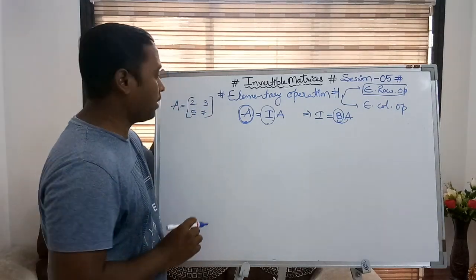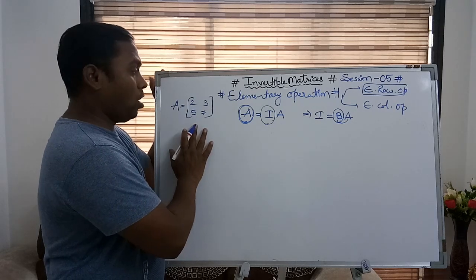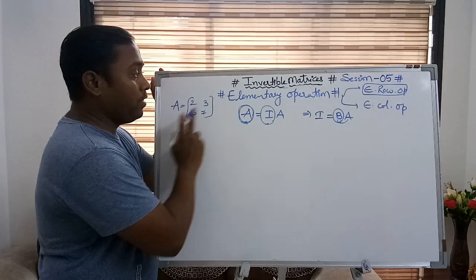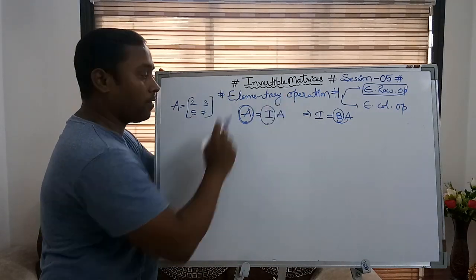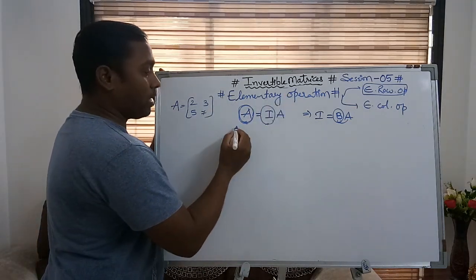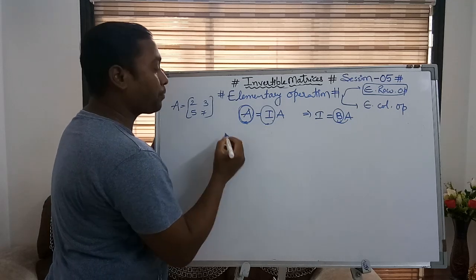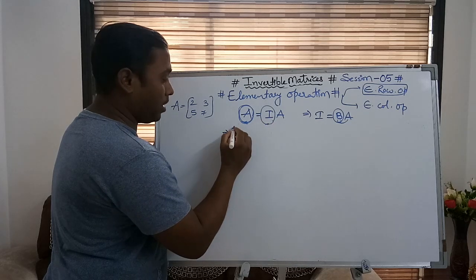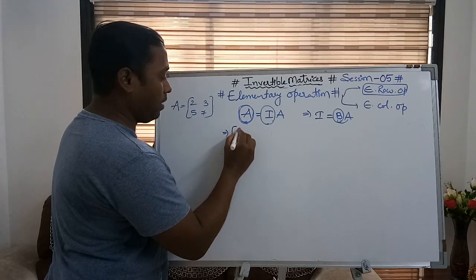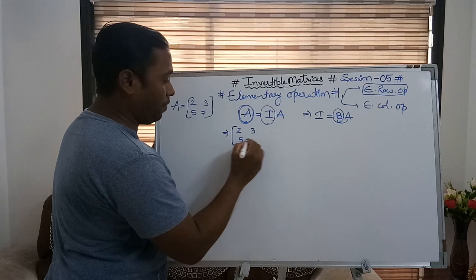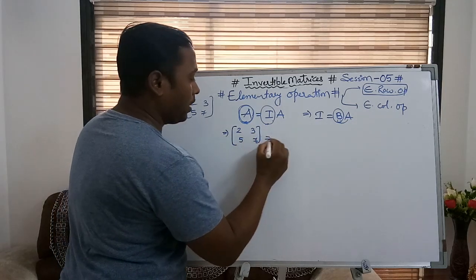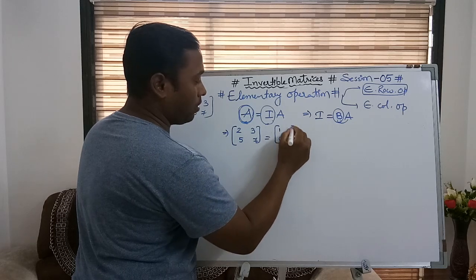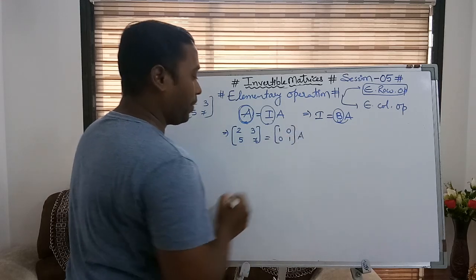Now just try to understand. So this is a matrix, and we are going to find the inverse of this matrix with the help of the elementary operation method. First we'll write the equation as step 1. In step 2, we'll put the matrix entries here. A is given as 2, 3, 5, 7, which is equal to I, the identity matrix 1, 0, 0, 1, into A.